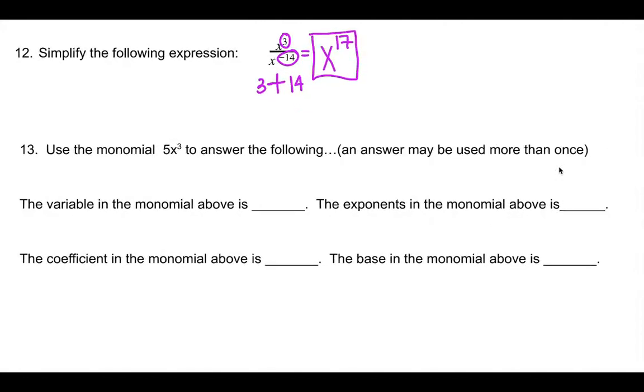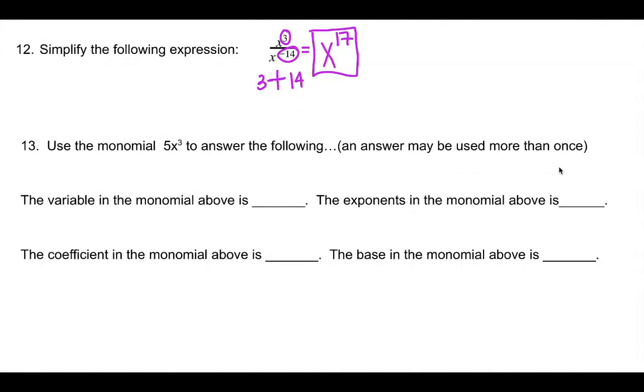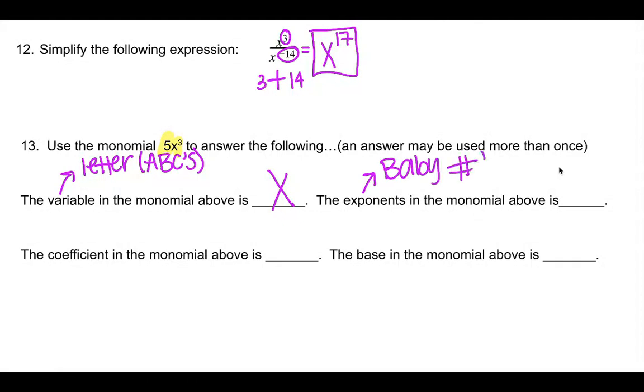Okay, 13, it says, use the monomial 5x to the 3rd to answer the following. An answer may be used more than once. The variable, remember variable is talking about the letter, your ABCs. And the monomial is, well, if I'm looking at this thing here, 5x to the 3rd, the only letter in there is x. The exponents in the monomial, that's your baby numbers, the little floating numbers, is 3.